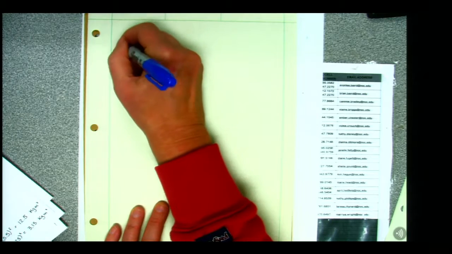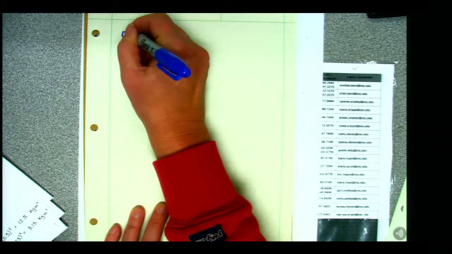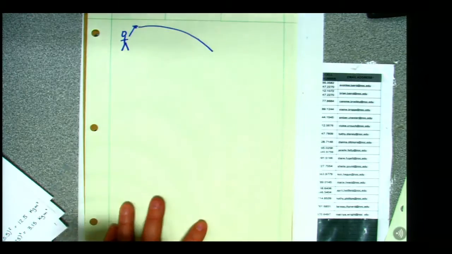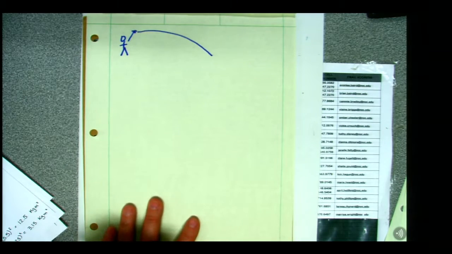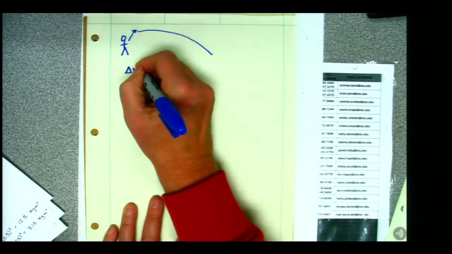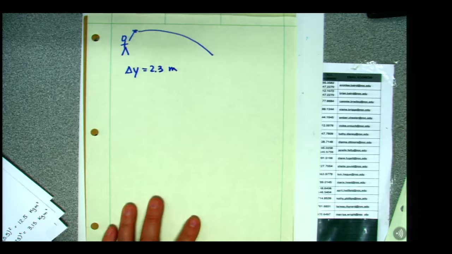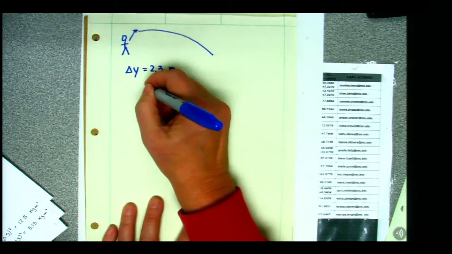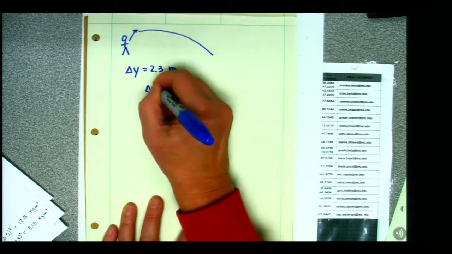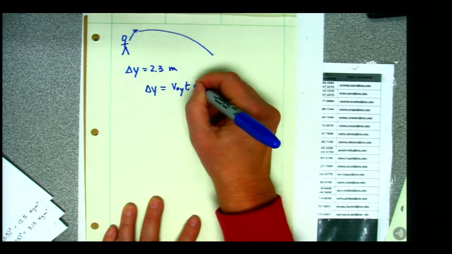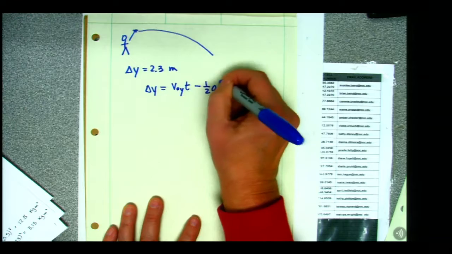So in that case, drawing our picture, we've got our rock up here, and we know once it leaves, it's going to do a projectile motion, because we've done that before. The change in y is going to be 2.3 meters. And so I can do that: my change in y is going to equal my initial velocity in the y direction minus 1/2 gravity times time squared.